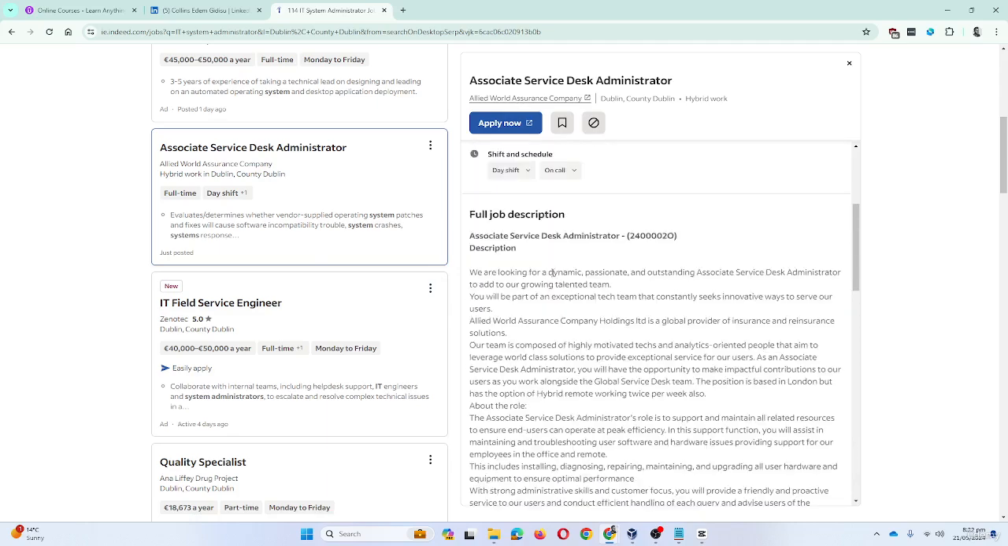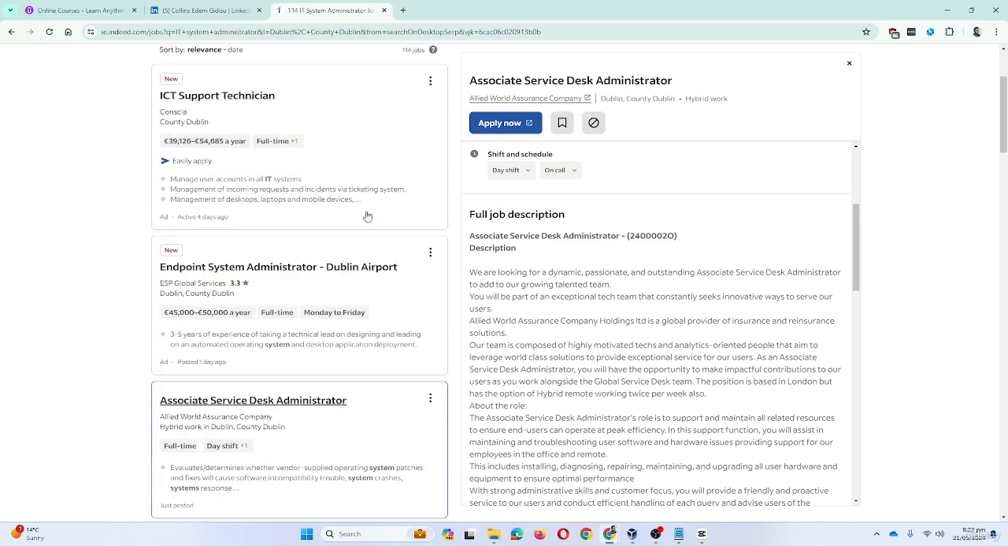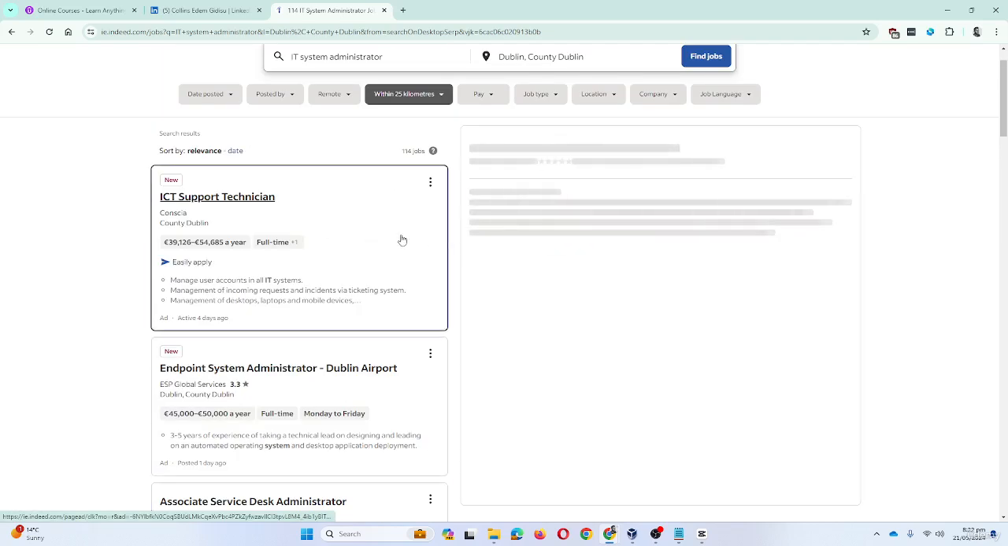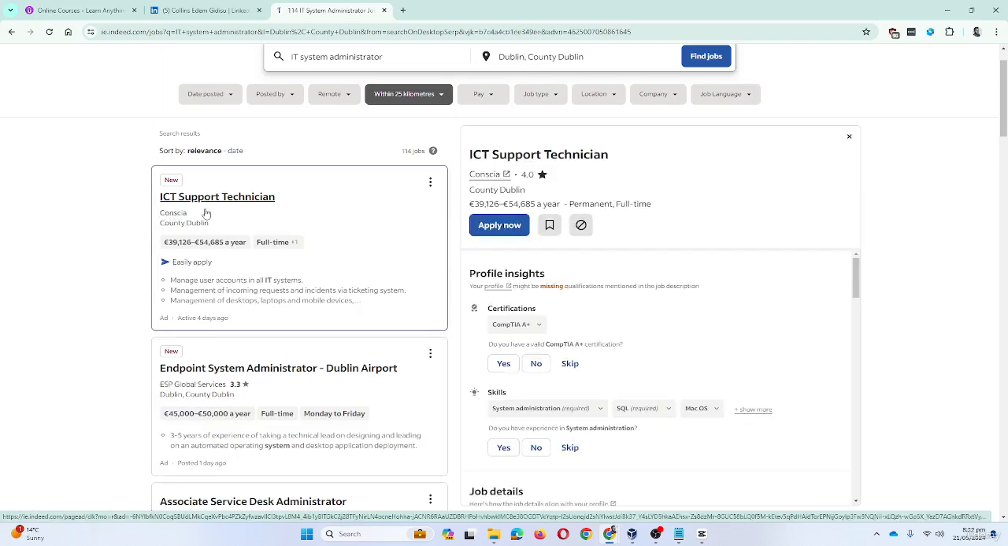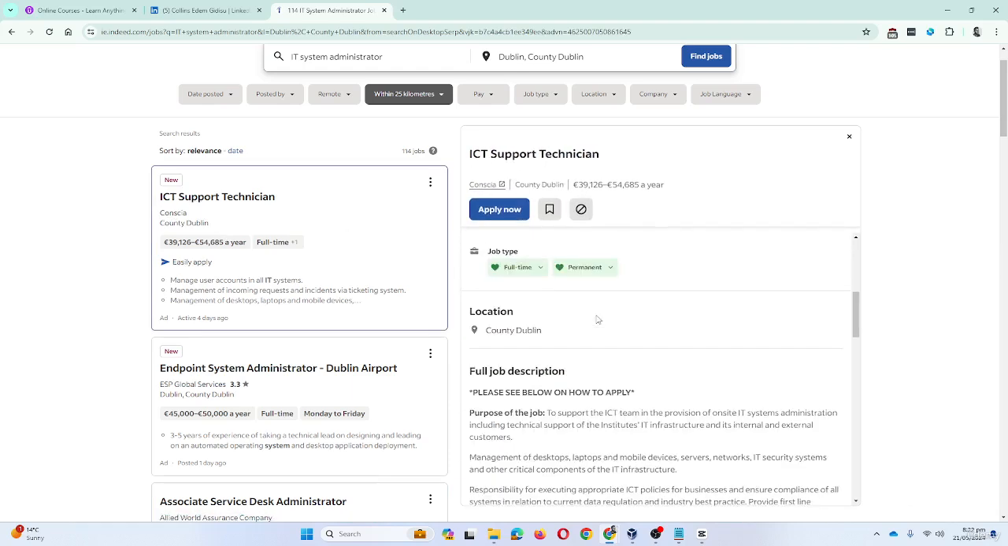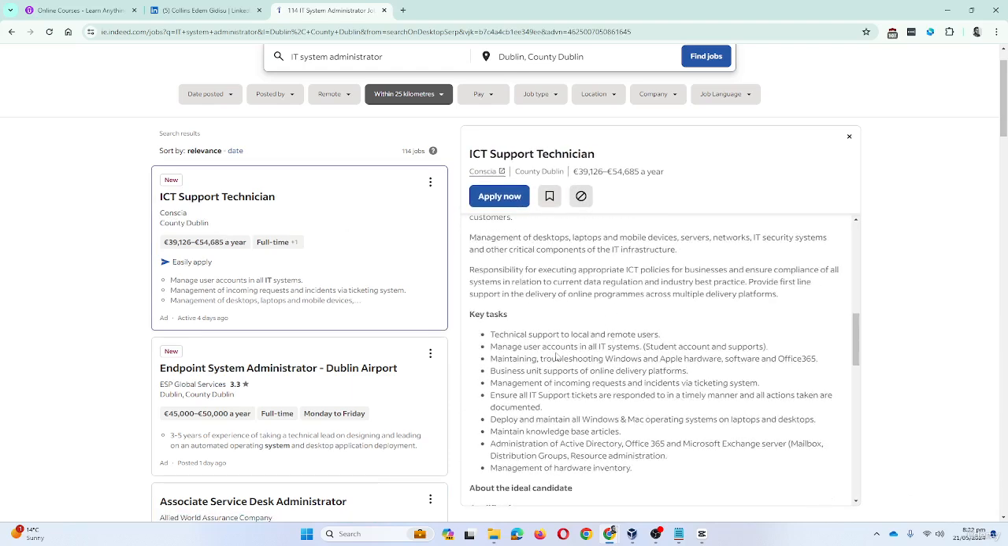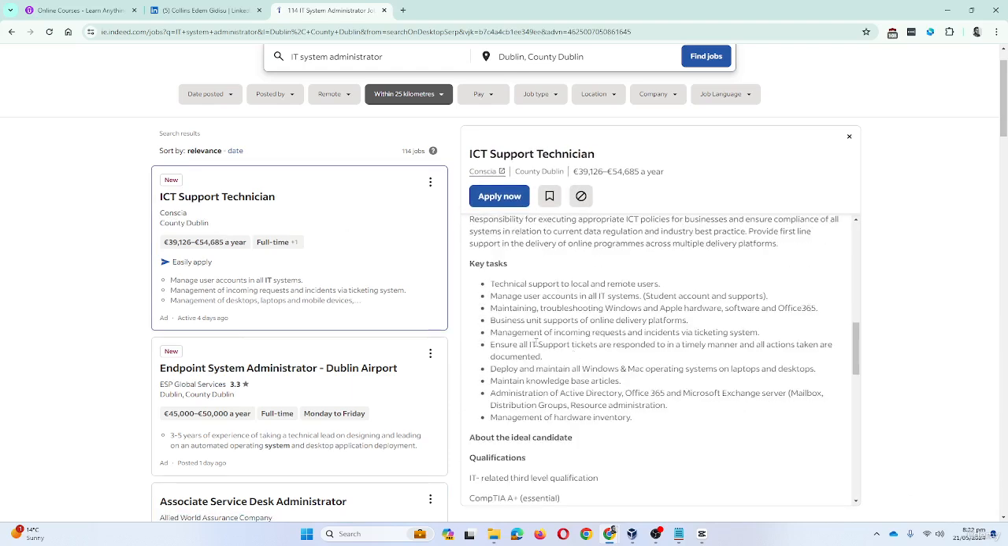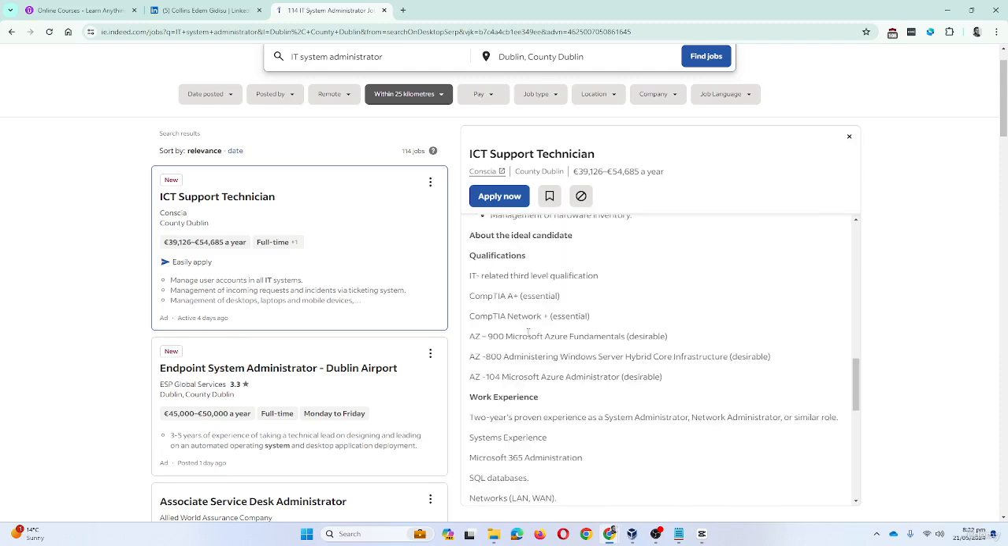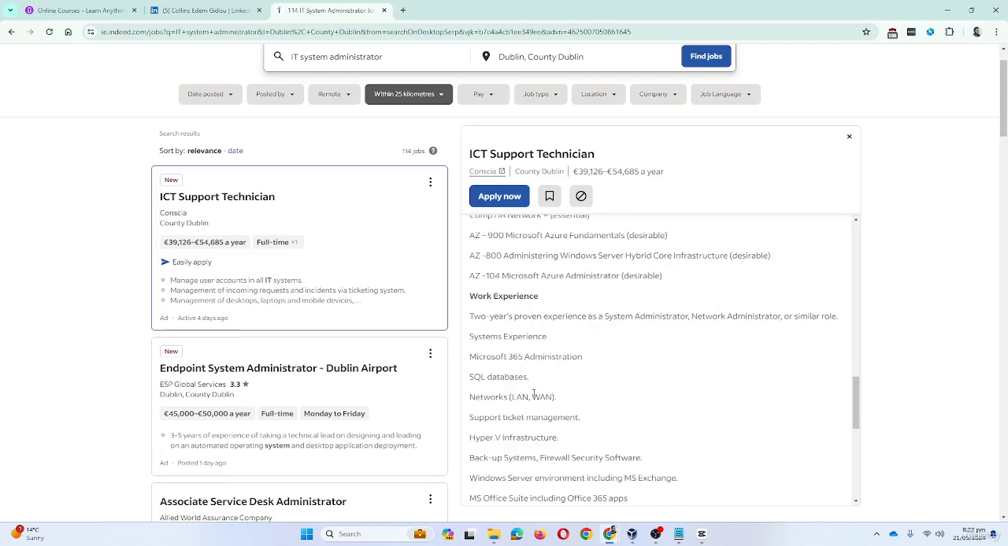So if you want to get hired, what I would suggest is you need to have a CV that's tailored to some of these things that they're asking. For instance, if I go back here to this first role, it says IT support technician, but if you look at the role, it's basically a whole lot of technical stuff. And if you look at the work experience, you need 2 years proven experience as a system administrator, and you need to have some qualifications.